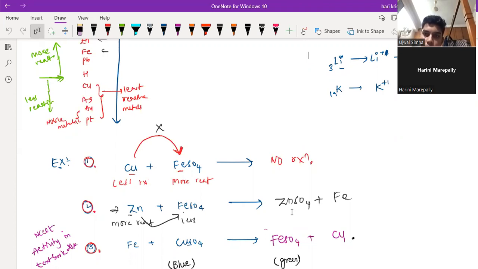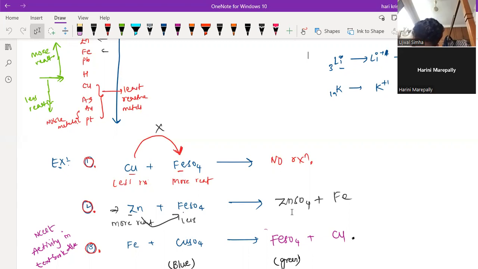What about the below equation? Iron with copper sulfate. Sure, iron is more reactive than copper. So iron will replace the copper, displacing copper from the copper sulfate, and it forms iron sulfate.